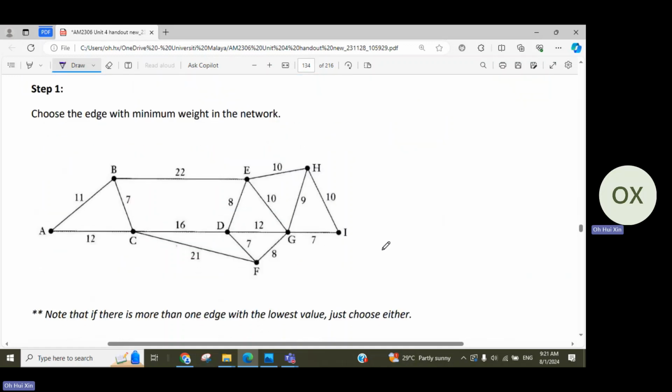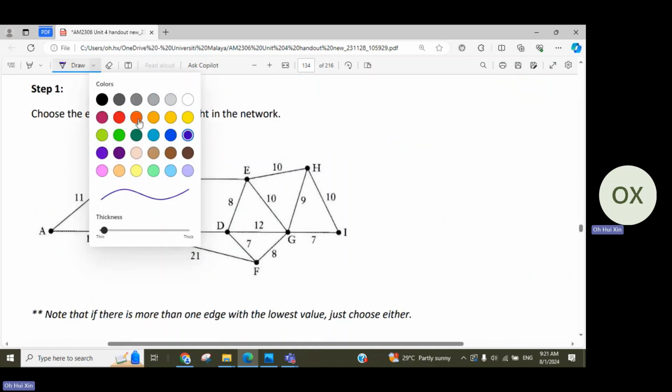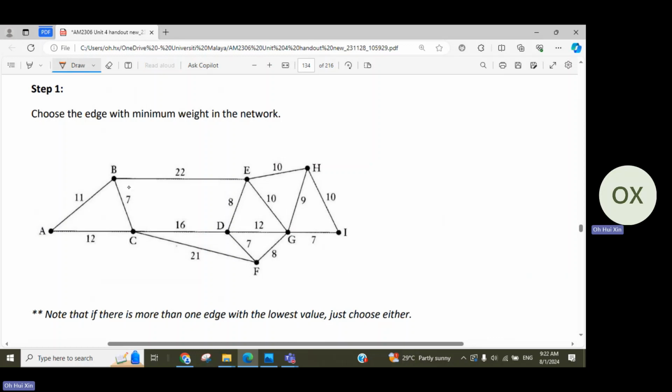For example, step 1, choose the edge with the minimum weight. So you need to look at every edge in the graph. Let's say the 7 is the minimum, right? So that's why we are going to pick the 7. If there's more than one edge that gives you the lowest value, then you just take any. So for example, let's go with GI first.